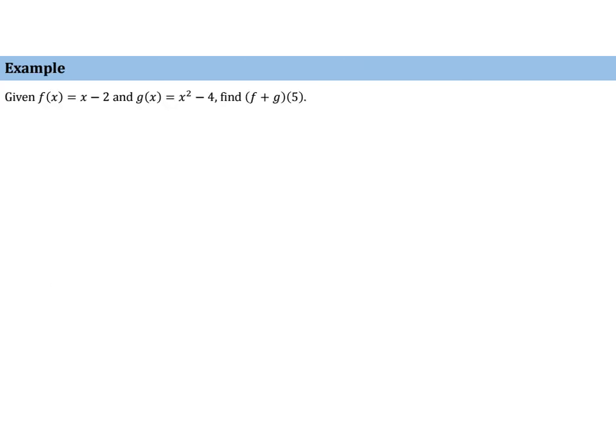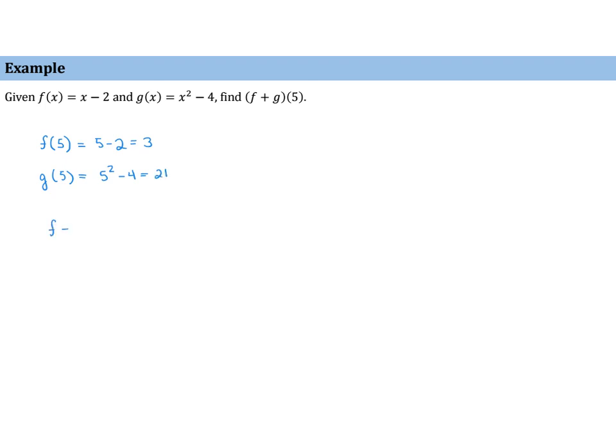So in this example, we want to find f plus g of 5, and we've been given what f of x and g of x each are. So f of x, evaluated at 5, we will be looking at f of 5. So that will be 5 minus 2, which is 3. Likewise, g of 5 will be 5 squared minus 4, which will be 25 minus 4, so we have 21.